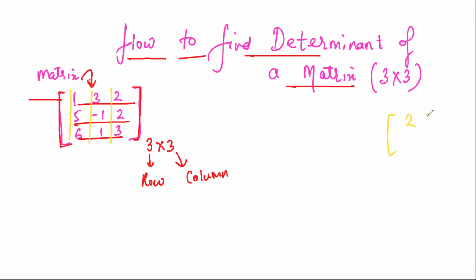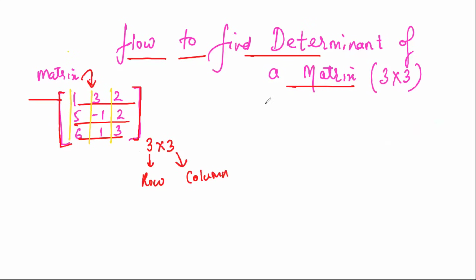For example, let's say 2, 1, 3, 2, minus 1, 0. If this is the matrix, how many rows are there? So 1, 2, 2 rows, and how many columns? 1, 2, 3. So columns we always write later, and rows we always write first. So whenever we solve a matrix, we always focus on the row and then the column, right? Now let's start how to find the determinant of this matrix.